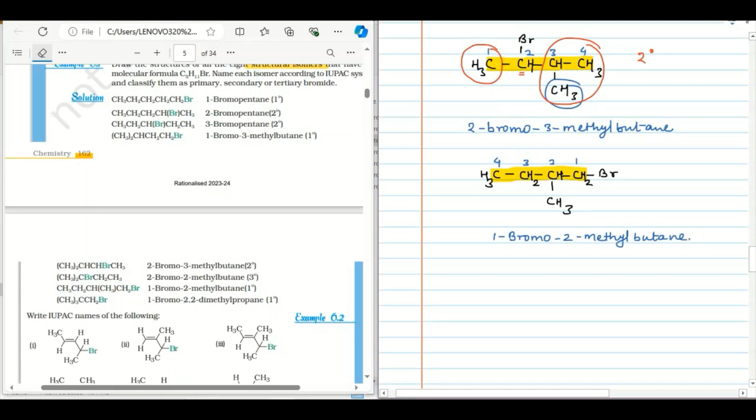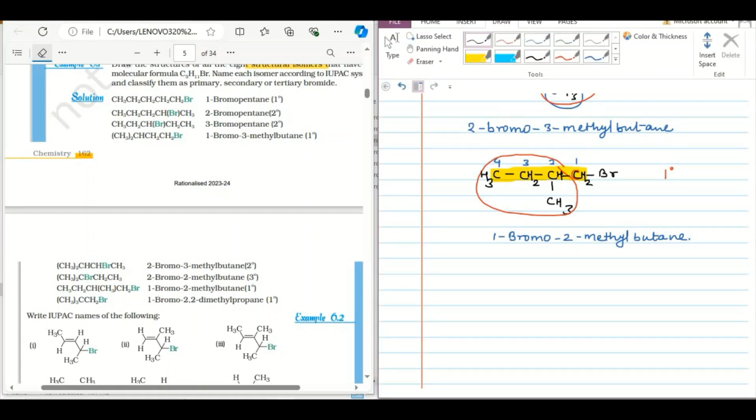Now classify it as primary, secondary or tertiary. So the functional group Br is bonded to this carbon and this carbon is bonded to this bigger alkyl group. So the carbon is primary carbon and this alkyl halide will be primary alkyl halide. Now let's draw another structural isomer.